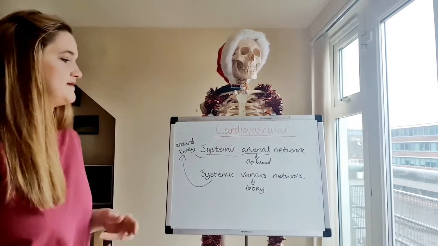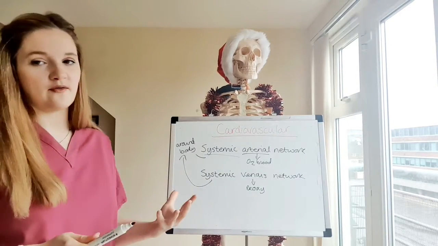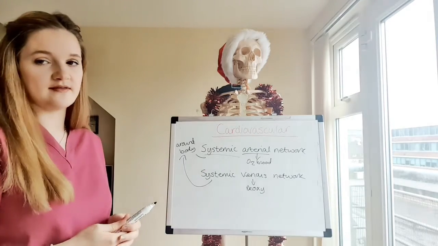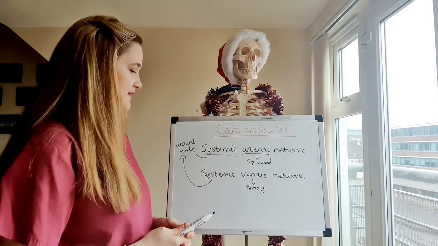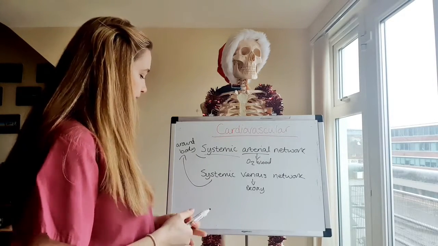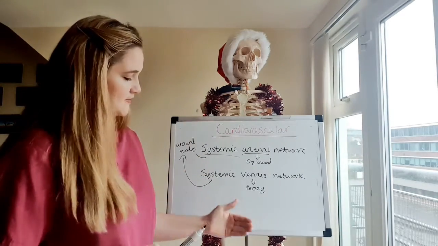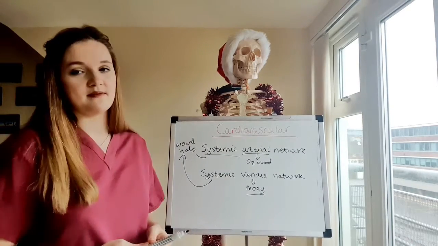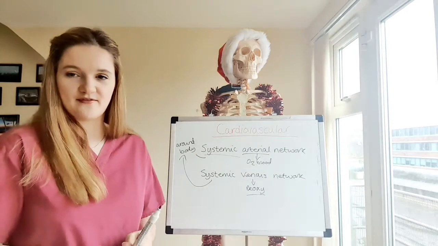So when we talk about systemic arterial network, it's blood that's come out of the aorta that's oxygenated and it's going out to the rest of the body to deliver all those nutrients. And then systemic venous network is after it's gone to the lungs and you've had the gaseous exchange take place, and then it's coming out and it's deoxygenated. So that's what systemic venous and systemic arterial network means. So I wanted to go through that before we get on to the next bit.